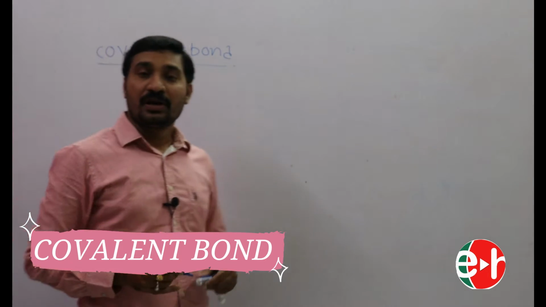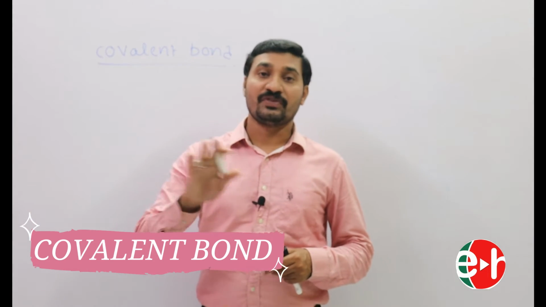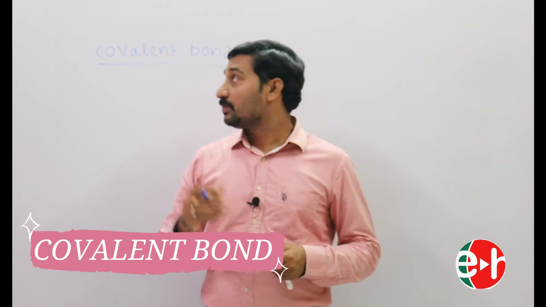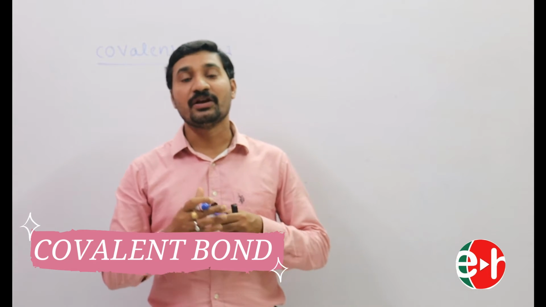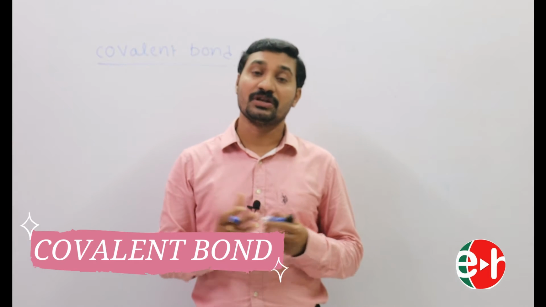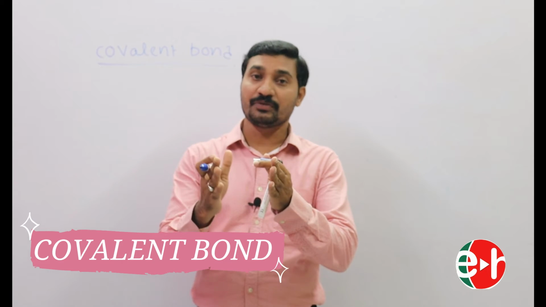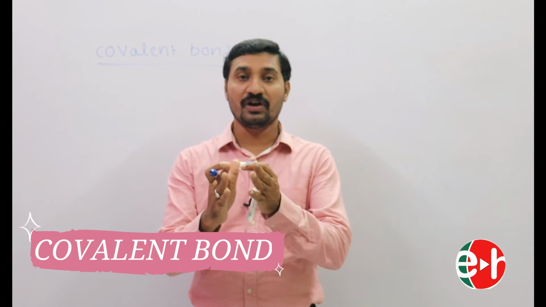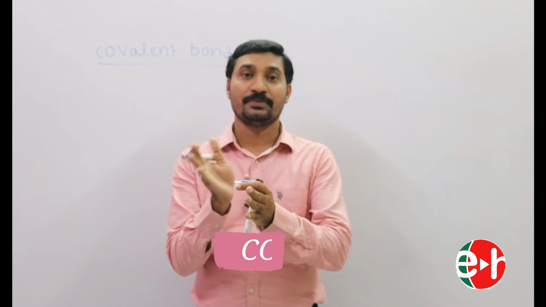We know ionic bond is formed by the complete transfer of electrons from one atom to another atom. But covalent bond is formed by mutual sharing of a pair of electrons, that is bond pair of electrons, between atoms. In the formation of covalent bond, generally one atom contributes one electron, another atom contributes one electron, so both will form a bond, and the bond pair of electrons is shared between two atoms.